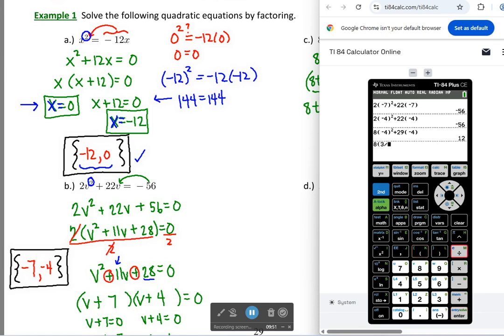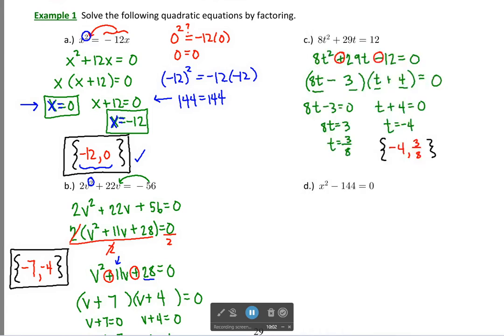This time, I'm replacing t with 3/8, hoping for a 12, and we got it. So both of our solutions are correct.